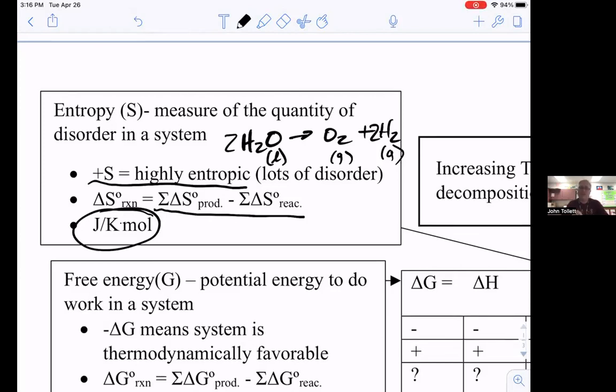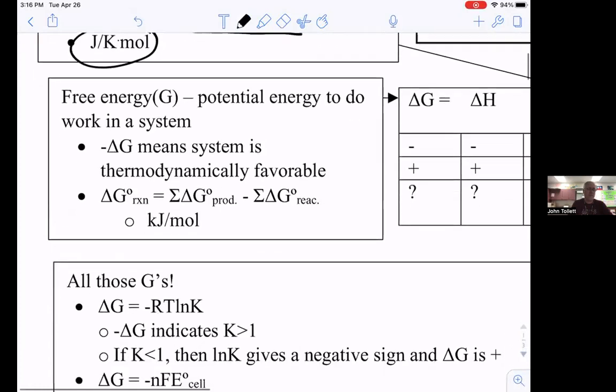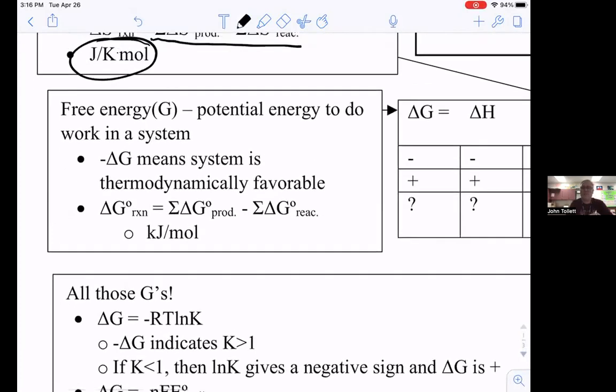The reason these values are in joules is because the values are so small. If the values were in kilojoules, when you have 30 joules per Kelvin mole, you'd be saying it's 0.03, and the number's so small, so they actually use joules for these instead of kilojoules. That's the only reason I can think of why. But the entropy is a measurement of the quantity of disorder in a system. If something had a negative entropy value, it means it's effectively becoming more ordered as a result.